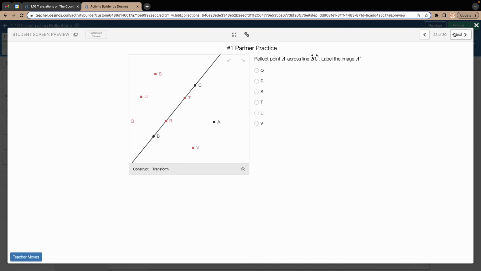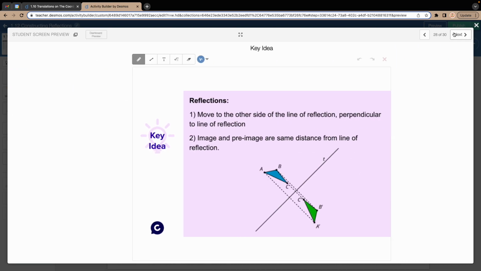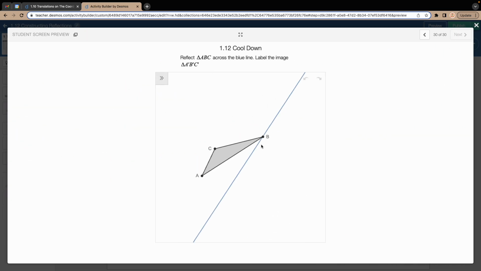So the cool down, give it a try. We want to flip A, B, and C to the other side. Now point B is on the line. So what do you think is going to happen if it's on the line? Just one little trick.